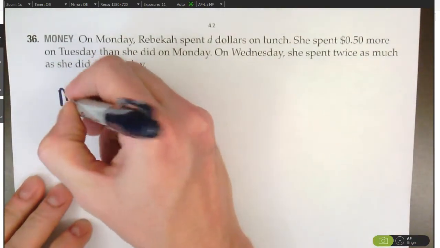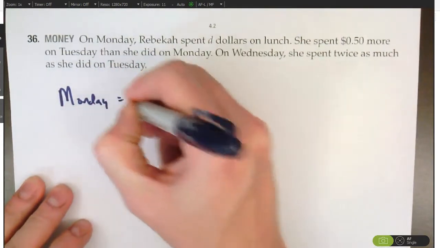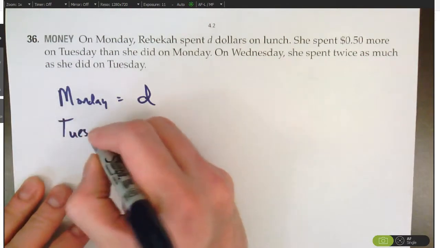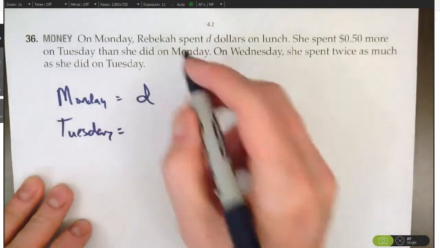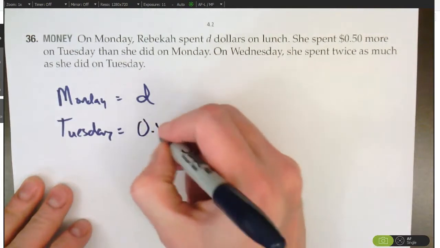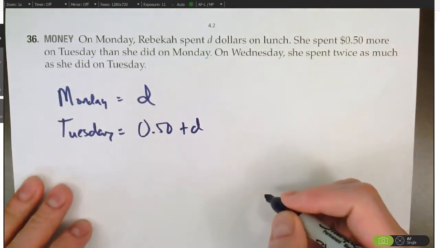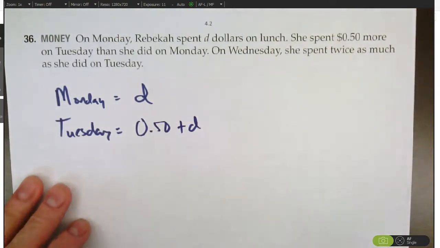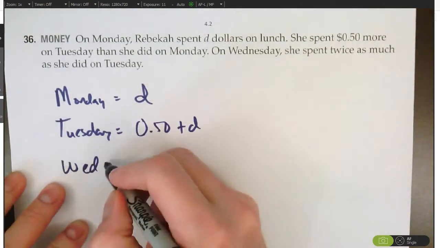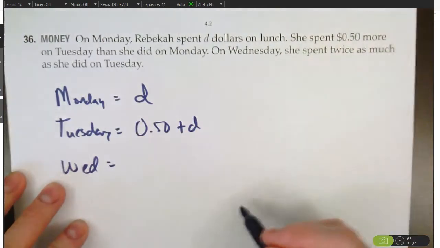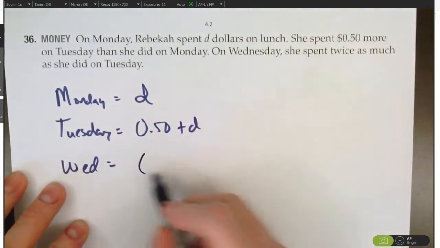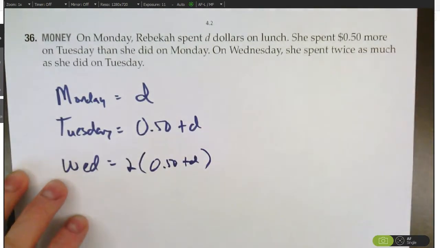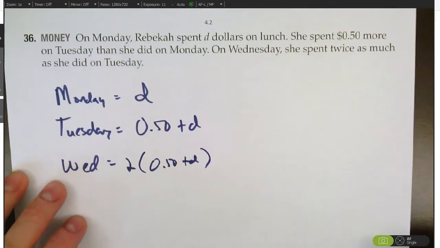Let's call Monday D. Tuesday is 50 cents more than Monday. So 0.50 plus D is Tuesday. So whatever she spent Monday, she added 50 cents onto that. On Wednesday, then, she spent twice as much as she did on Tuesday. So here's Tuesday's money. Double that. Now, the thing at the end is how much did she spend total?